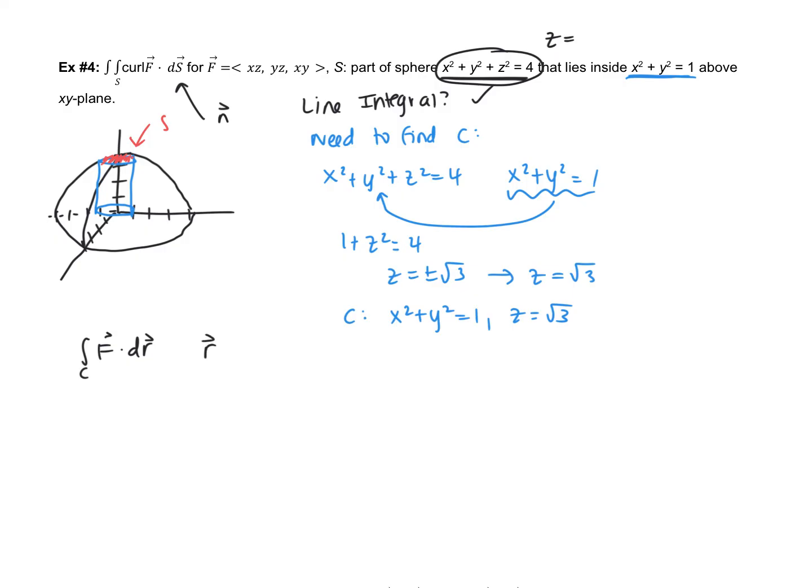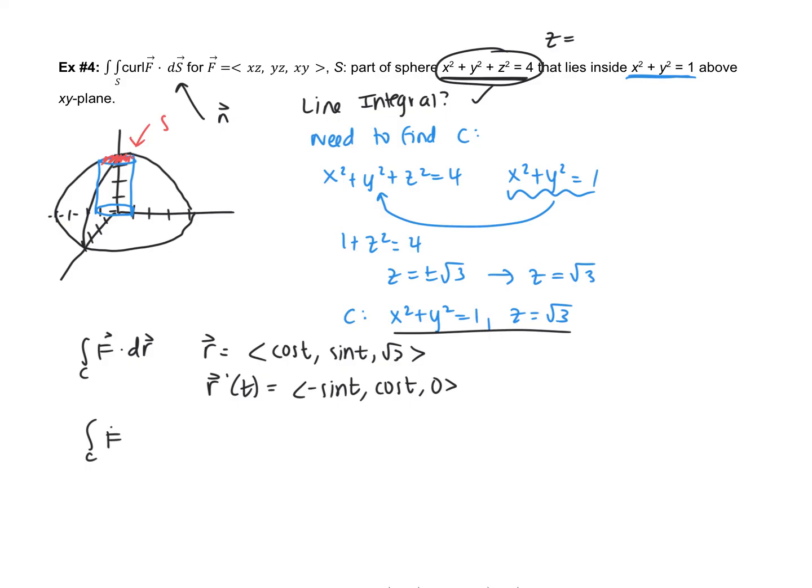The next thing I'm going to need to do is parameterize this. So I get cosine of t, comma sine of t, comma root 3. So then r prime of t is going to be negative sine of t, cosine of t, 0. So then my line integral of F dot dr is going to become an integral, where t is between 0 and 2 pi.